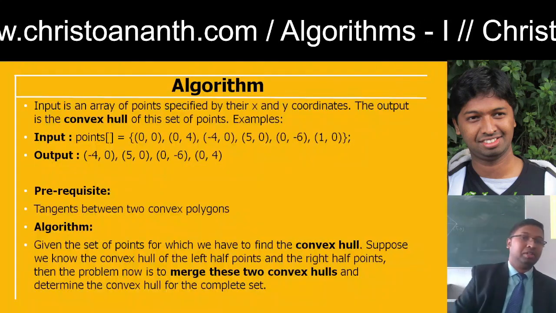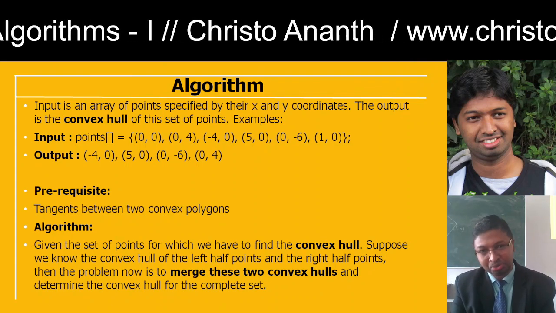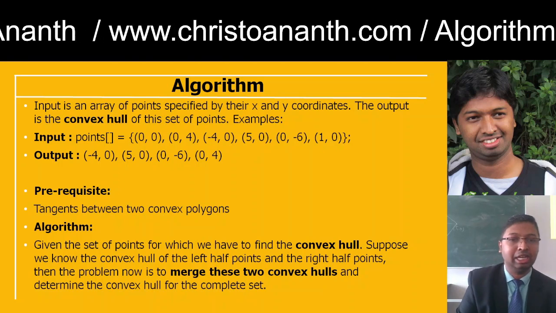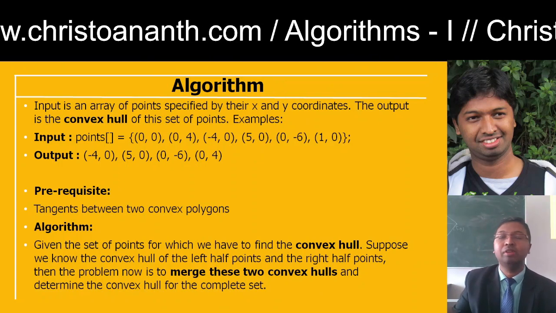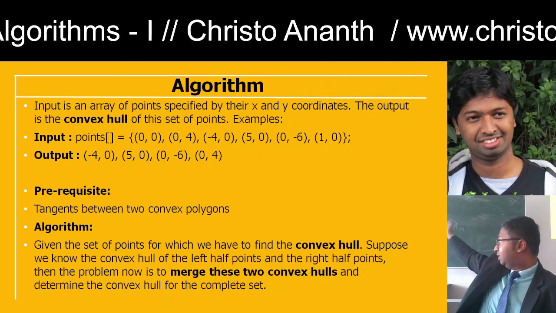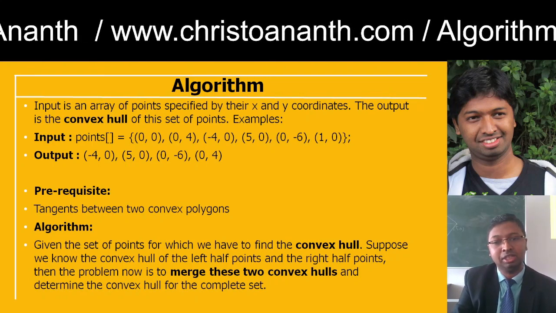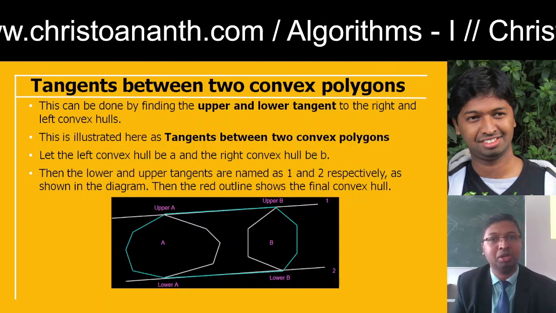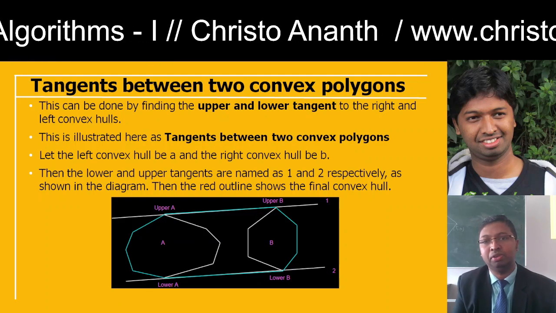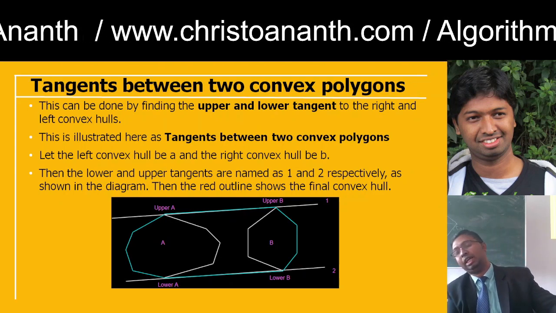Yeah, I see. Okay, so you have to first of all go through the tangents between two convex polygons, and from this only you are going to find the convex hull associated. Okay, so what you have to do, you have to merge these two convex hulls, maybe with the left points and the right points, left here and the right here, you have to merge them, and you have to determine the convex hull for the complete set. Okay, so this is what we are going to do, the upper as well as lower tangent. Okay, to the right and the left you are going to find them and you are going to merge them. Okay, so left convex hull be A and right convex hull be B.